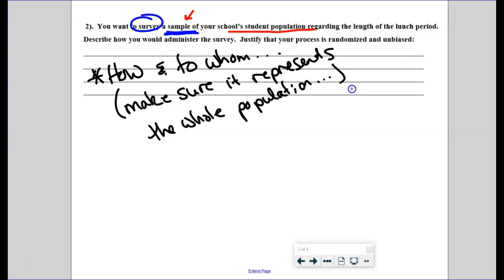Now, I don't mean to survey the whole population, because it does say a sample, but what I don't want to see is, I went to a lunch table and I gave it to all my friends. That is not representative of the entire population of your school. So you need to make sure you have a random sample. That's the other clue here. How is it random?